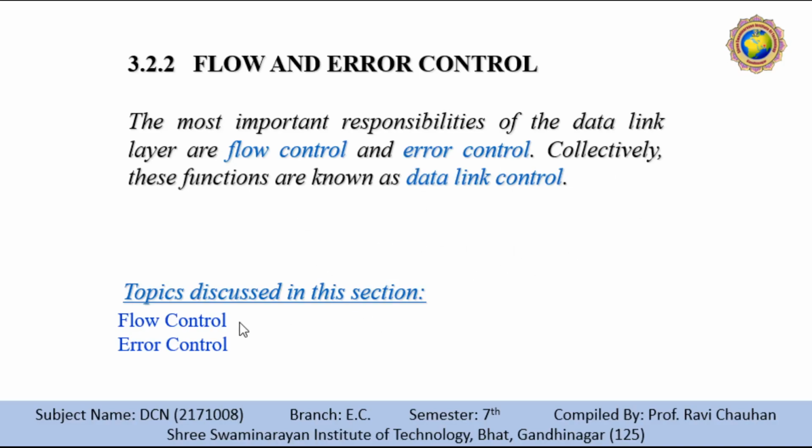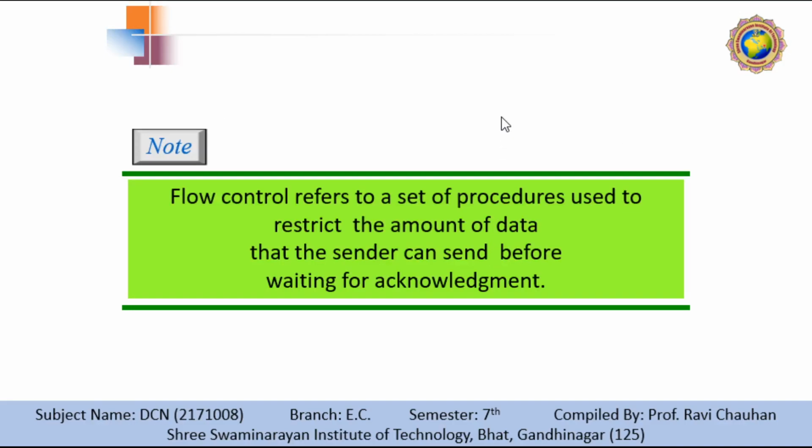In this section, the following topics will be discussed: flow control and error control. So start with flow control. Flow control coordinates the amount of data that can be sent before receiving an acknowledgement and is one of the most important duties of the data link layer.